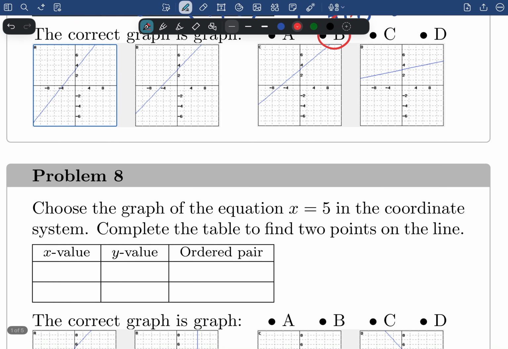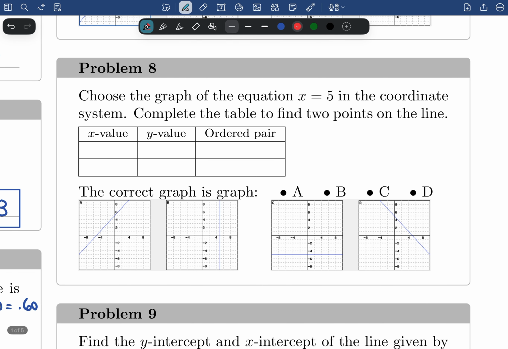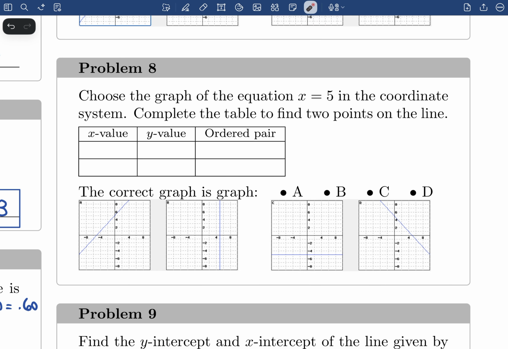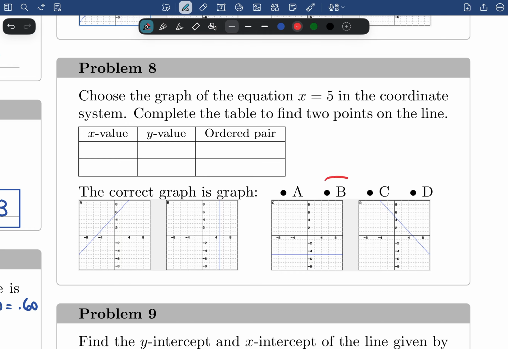Awesome. Let's move on to problem number 8. Choose the graph of the equation x equals 5 in the coordinate system. Complete the table to find 2 points on that line. Little reminder for you. When y equals a number, that's a horizontal line. When x equals a constant number, that's a vertical line. Okay, so when I see x equals 5, no matter what y value I have, x is guaranteed to be 5. We don't even see y in this equation. So that's a vertical line at an x value of 5. On my graph, I go to an x value of 5, and it creates that vertical line. This is the correct choice, option B.